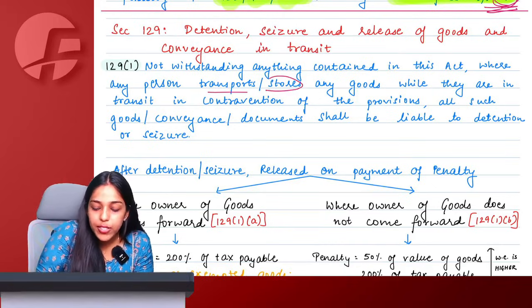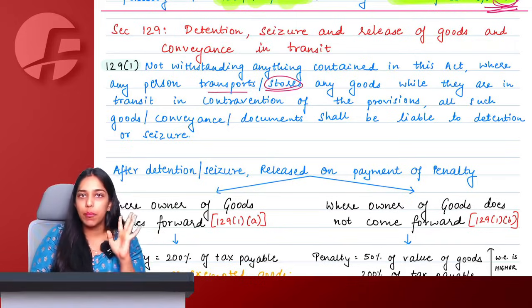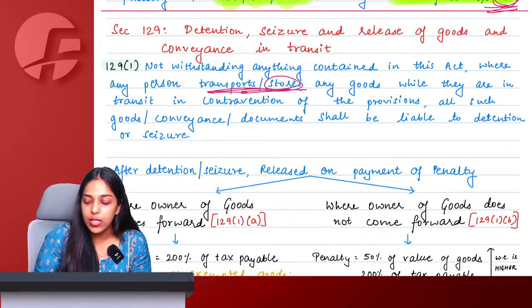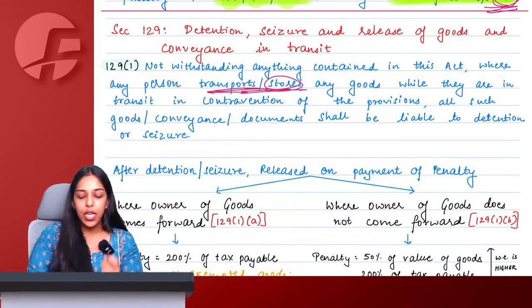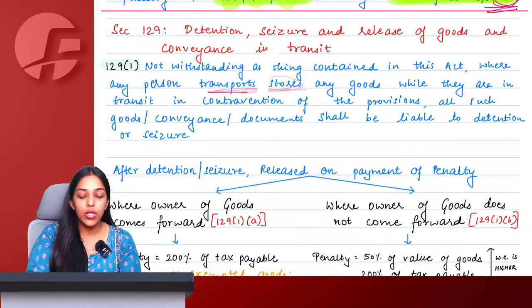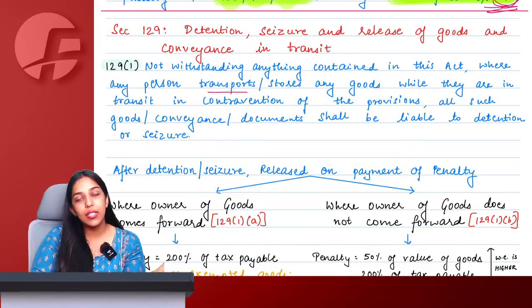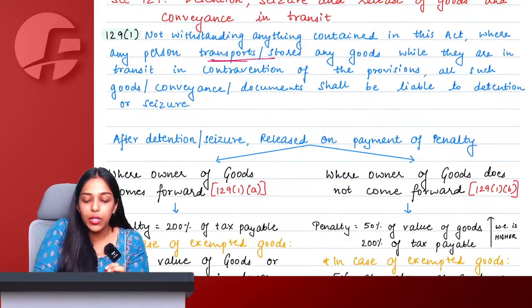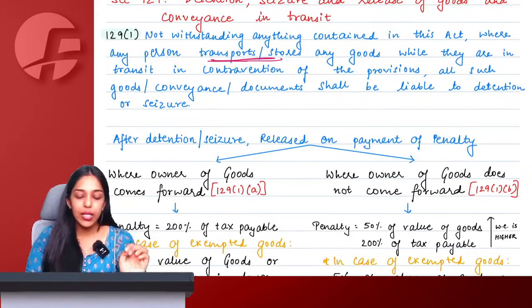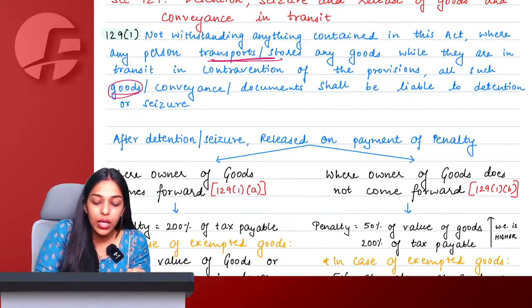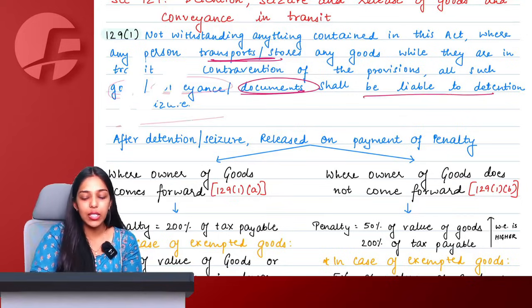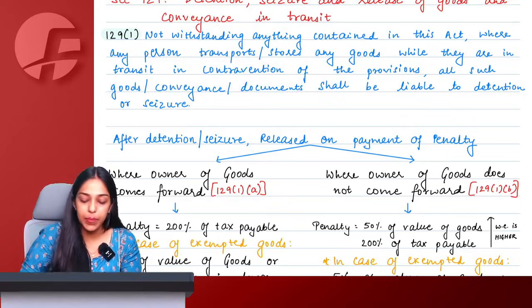Now we are saying, notwithstanding anything contained in this act, you forget every other section, where any person is transporting or storing. Basically, warehouse and transportation, both things are covered. Any person is transporting or storing any goods while they are in transit in contravention of the provisions, all such goods, conveyance and documents shall be liable to detention or seizure. So the conveyance also, the truck that is carrying the goods, can also be detained or seized by the officer. The officer can detain or seize if any offence is appearing.